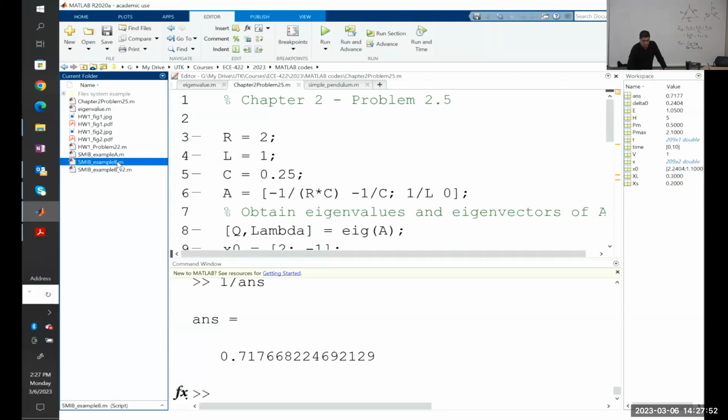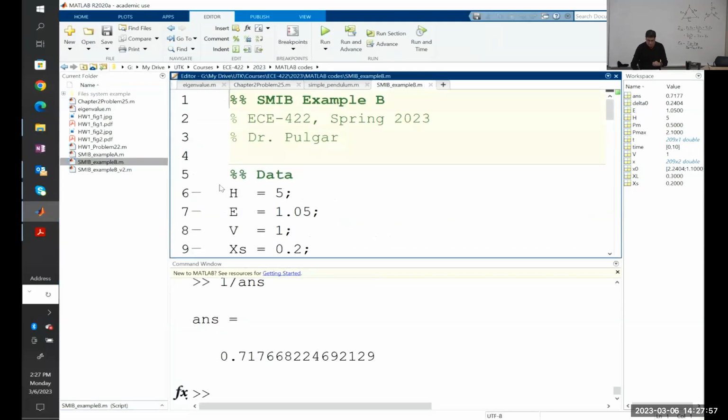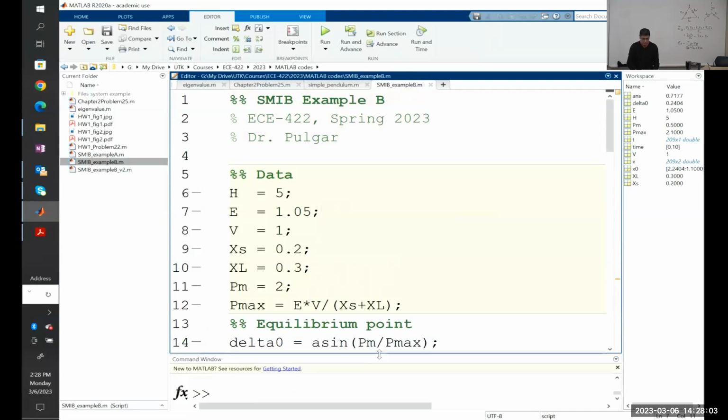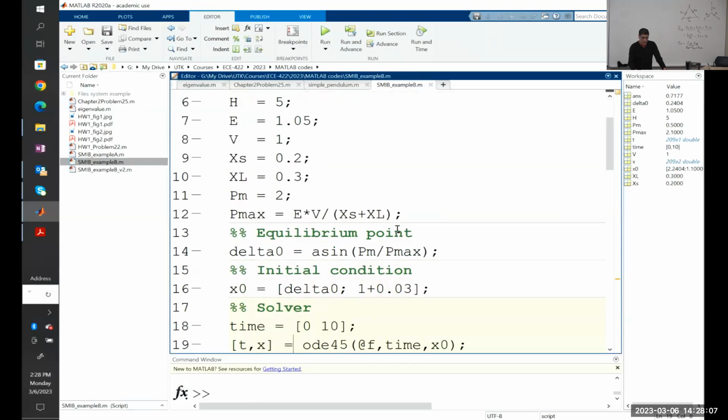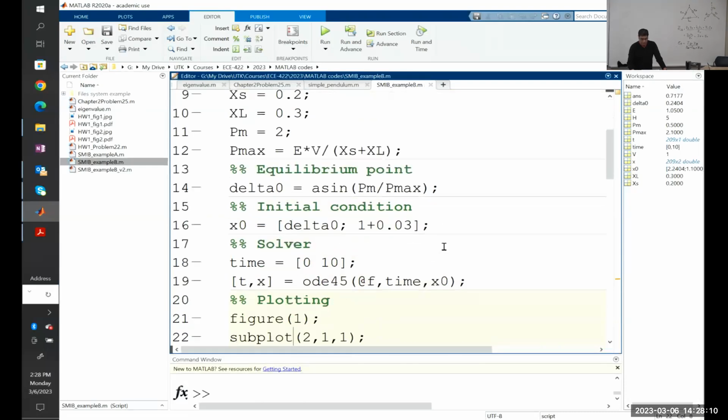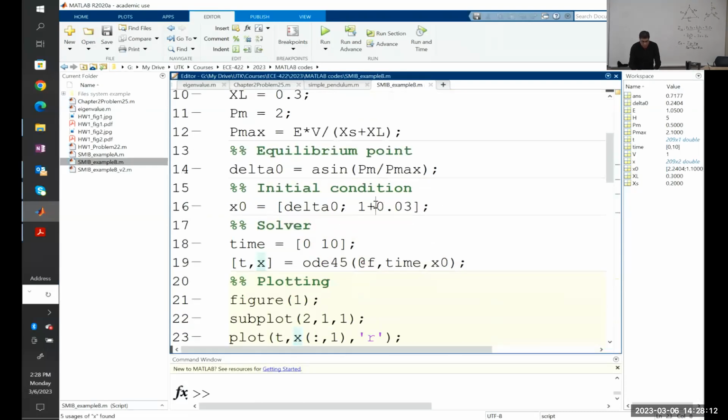This is the code we got before. There it is. And we put the data here. We put the data there, and this is in Canvas. Then we calculate the equilibrium point. We set the initial condition. We move the equilibrium point along the speed, and we solve it.